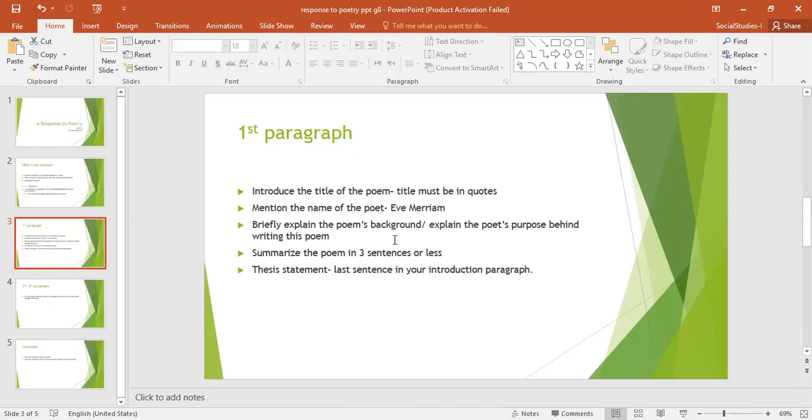Then you're going to summarize the poem in three sentences or less. Okay, three sentences is actually the best length for your summary. Remember, this is also going to be typed. Your first paragraph, as a rough draft, you could handwrite in a notebook. But make sure you know that we are going to type them later on, because they have to be handed in and submitted in MLA style or MLA format.